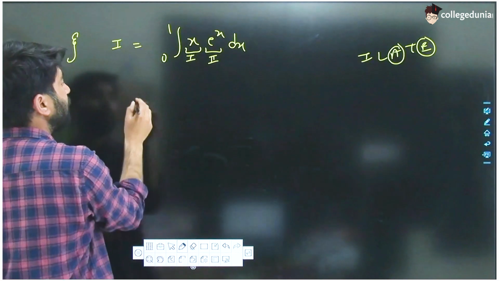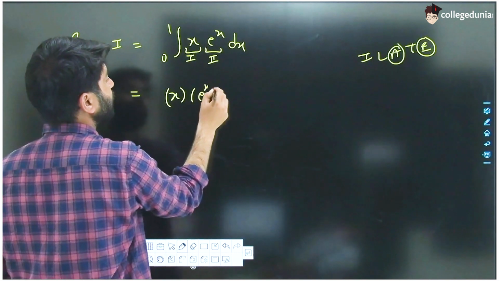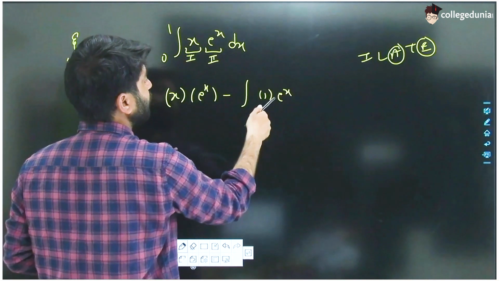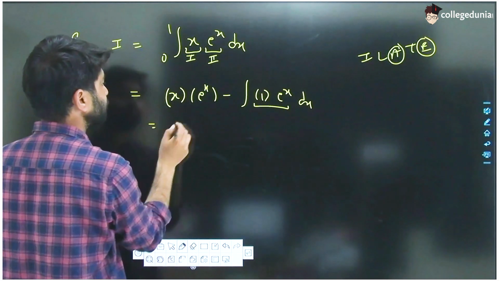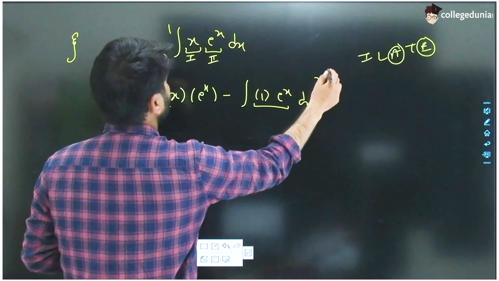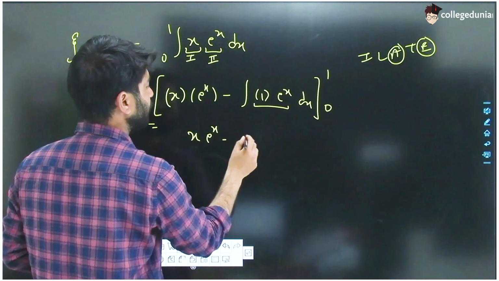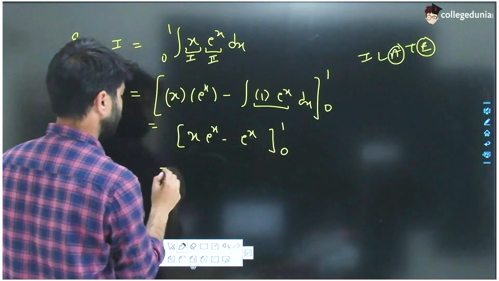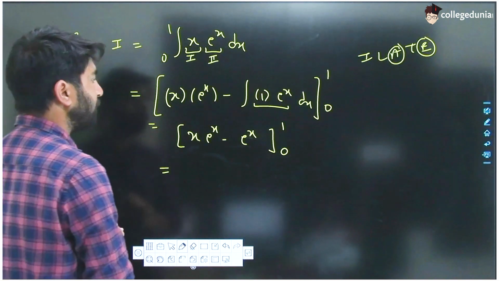So according to by parts rule, first function as it is, then integration of second minus derivative of first, integration of second, and then the integration of this entire expression from 0 to 1, x e to the power x. The integration of e to the power x will be e to the power x, and no need to add k. You know that k will be cancelled out when we apply the limit.